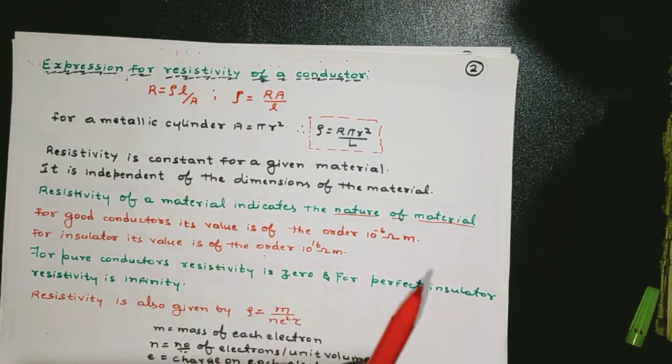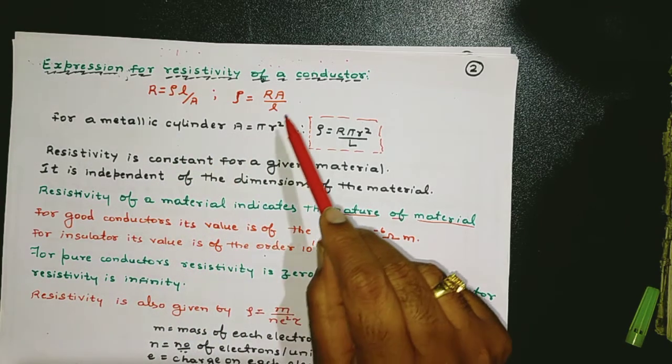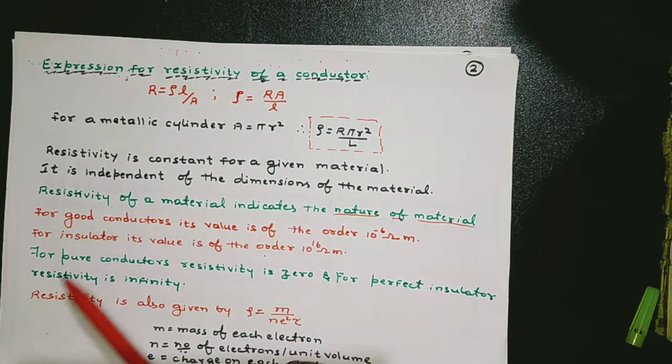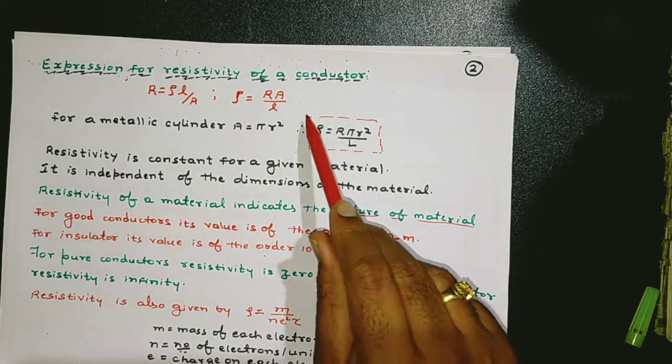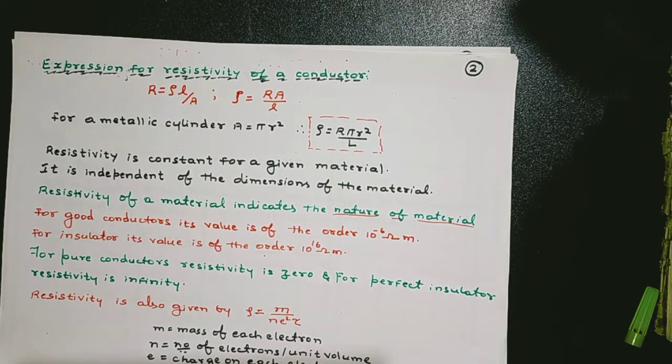If you think of a metallic cylinder, a wire is also a metallic cylinder. Area is given by pi r square, and substituting for rho, R into pi r square by length, which is represented by capital L, gives so many ohm meters. In fact, you will be making use of this formula in the lab to find the resistivity of the given material of the given wire. So this is the expression for resistivity of the material.